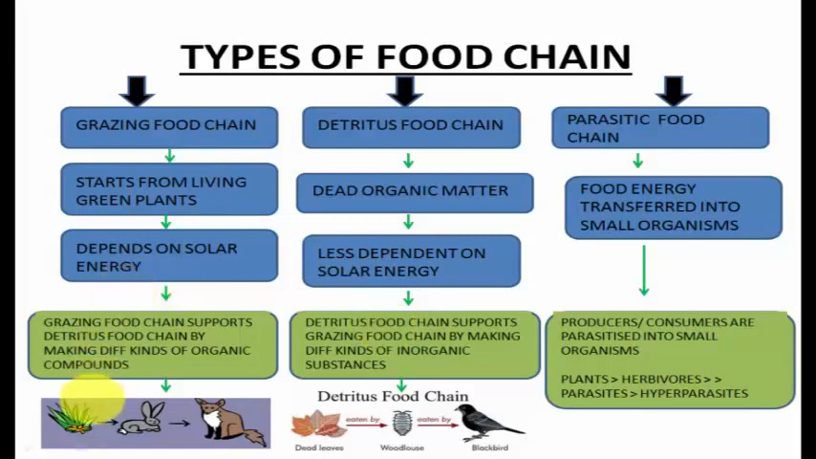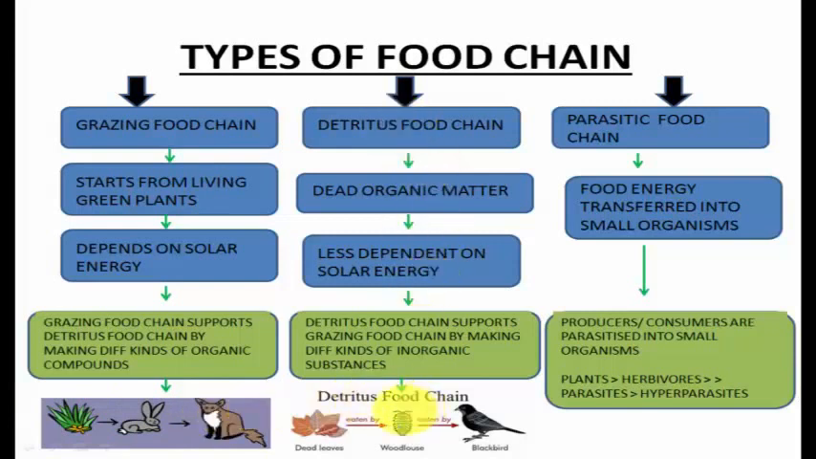An example of a grazing food chain is a simple example which we have seen earlier. Like we have a green plant that will be eaten by a rabbit, and this rabbit will be eaten by any wild animal. So this becomes a grazing food chain, right?